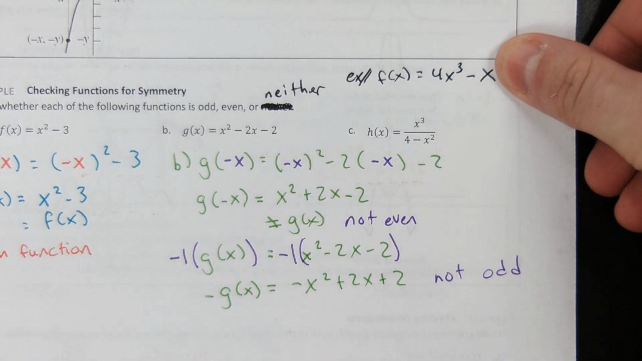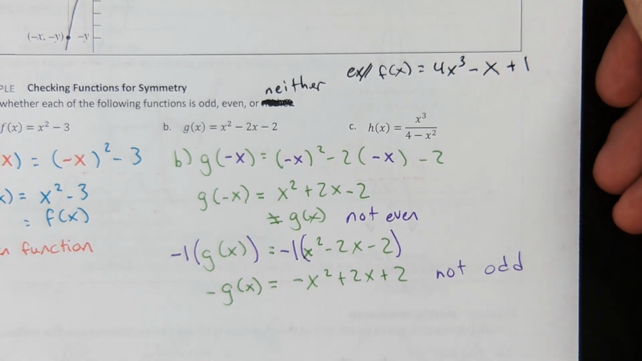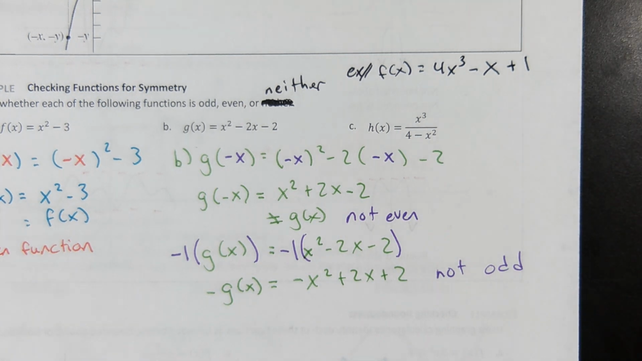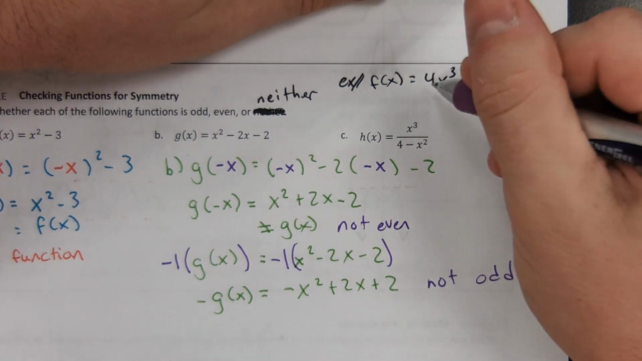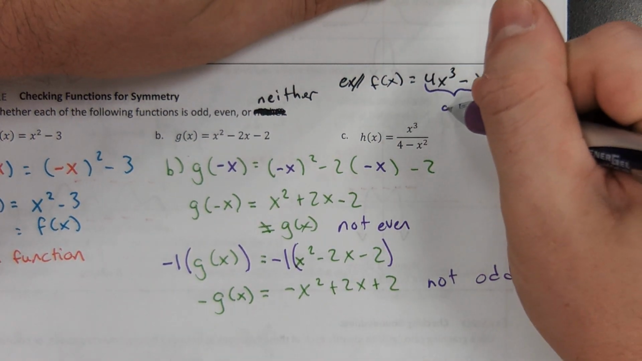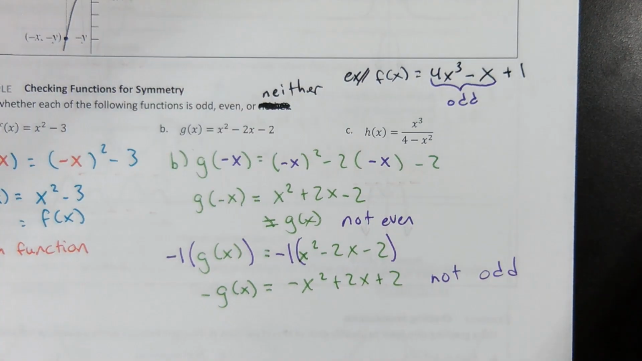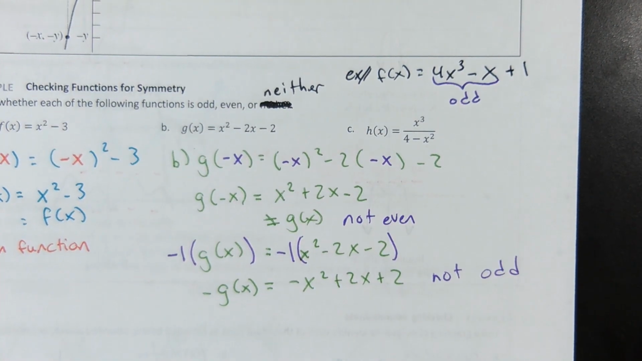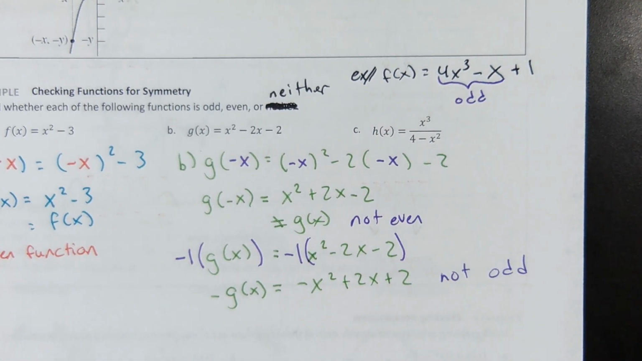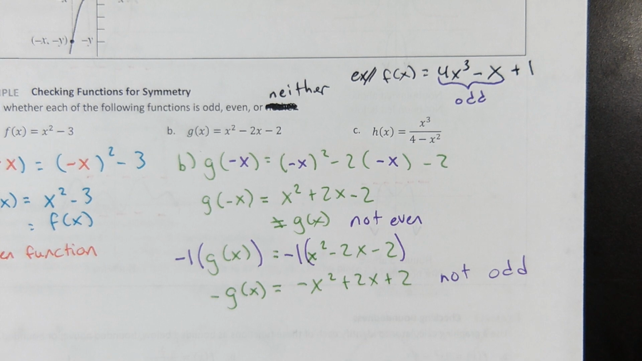Odd function, neither even nor odd. So if we're talking about polynomials, so we're not discussing part C yet. Do we think we have finally discovered what the trick is for knowing if a polynomial is an even or odd function? Paul?